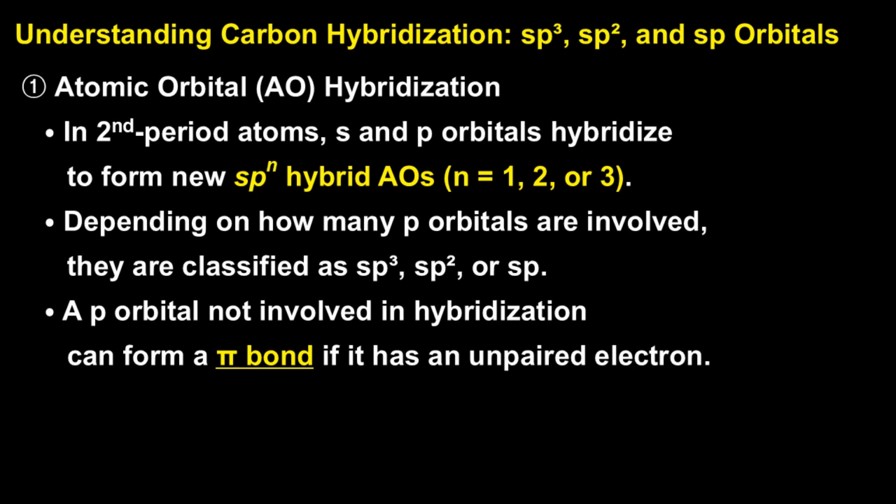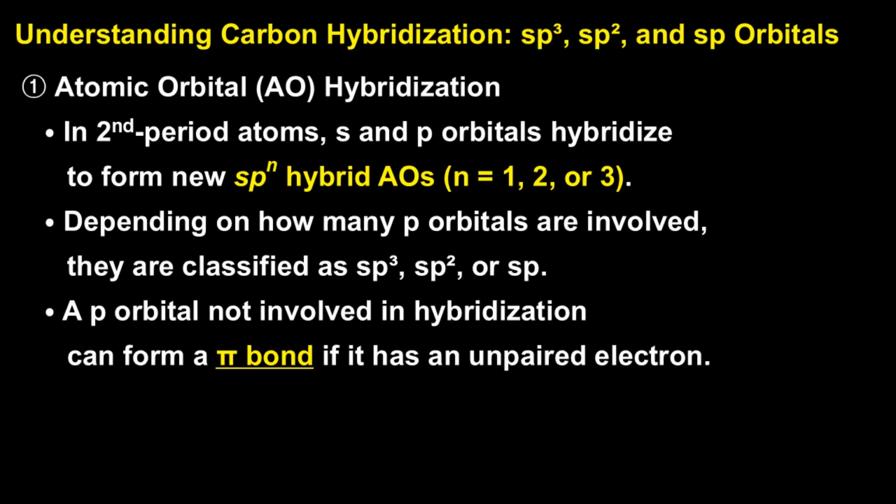In sp3 hybridization, 1 s orbital and 3 p orbitals mix, creating 4 equivalent sp3 orbitals. In sp2 hybridization, 1 s and 2 p orbitals combine, forming 3 sp2 orbitals, and 1 p orbital stays unhybridized. In sp hybridization, 1 s and 1 p orbital mix to form 2 sp orbitals, leaving 2 p orbitals unhybridized.